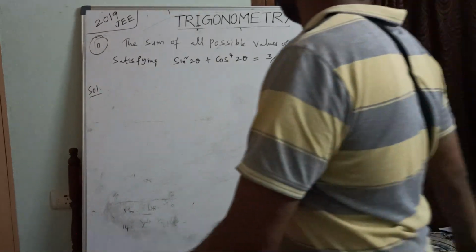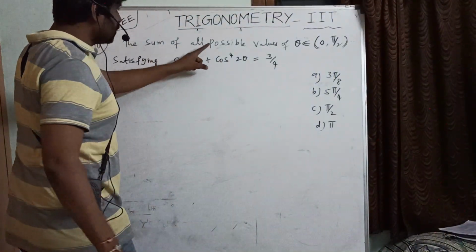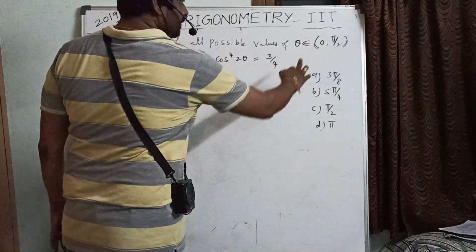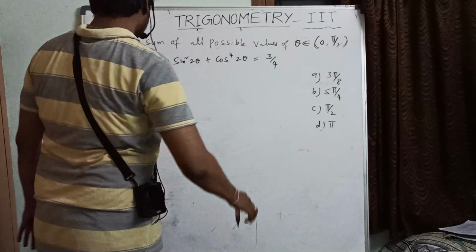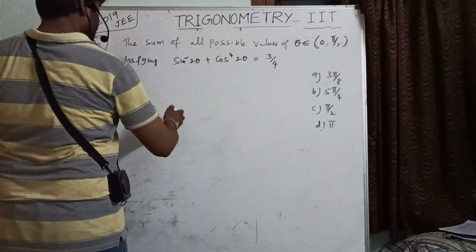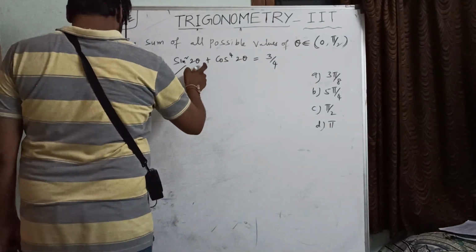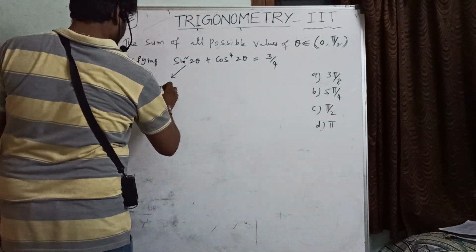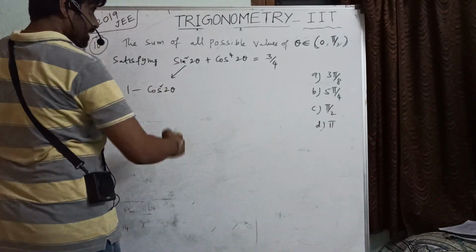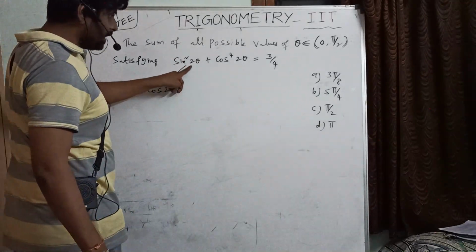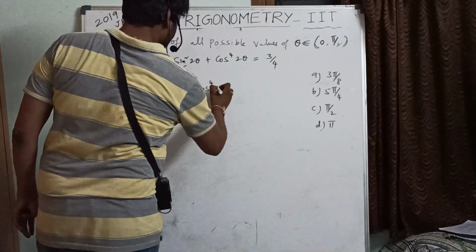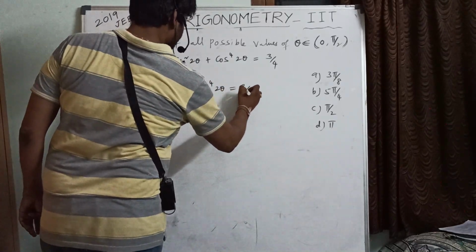Now see here, in this the sum of all possible values of theta belongs to 0 to pi by 2. Theta lies in the first quadrant, 0 to pi by 2. Now we are going to find the value of this one. Okay, let us take this one. So this one, 1 minus cos square 2 theta, sin square equals 1 minus cos square. This also let me convert into cos. So this one cos power 4 2 theta, correct, equal 3 by 4.